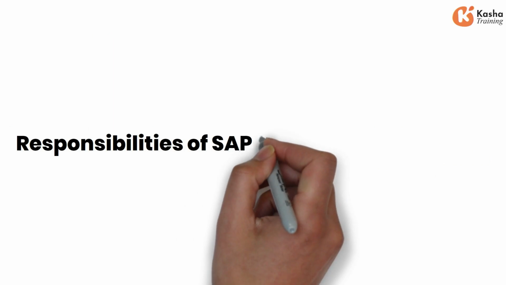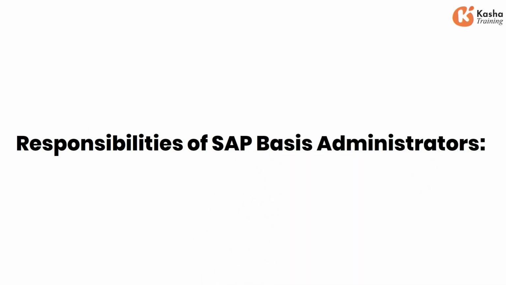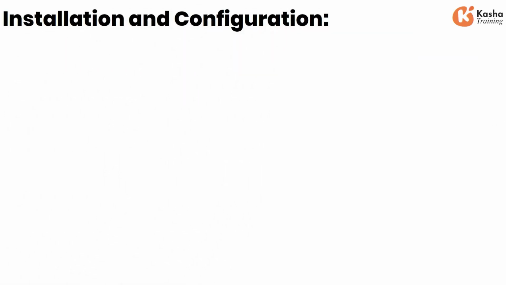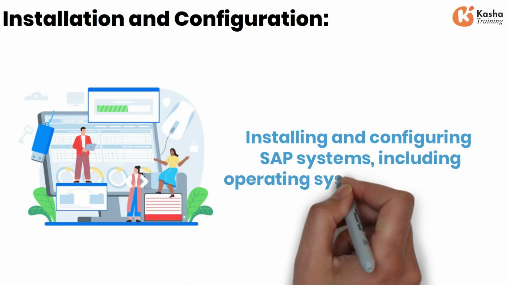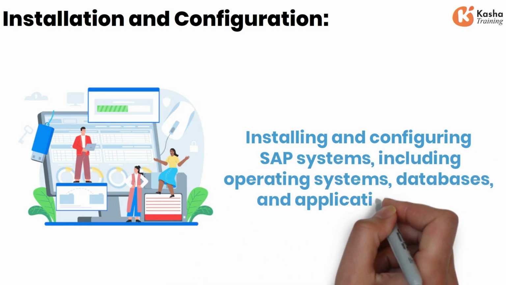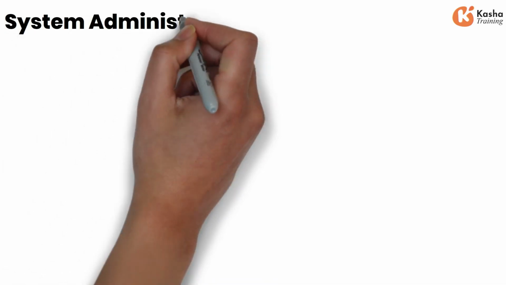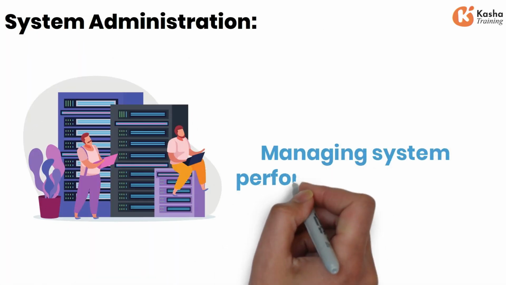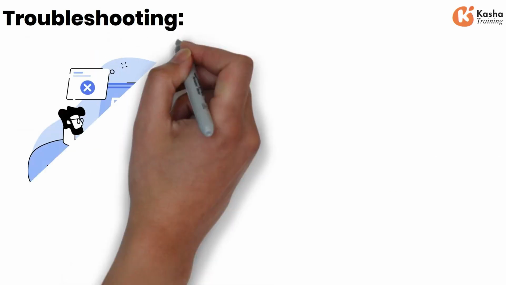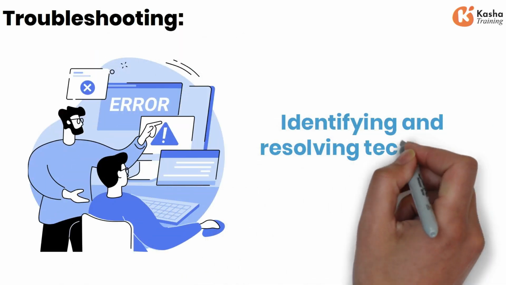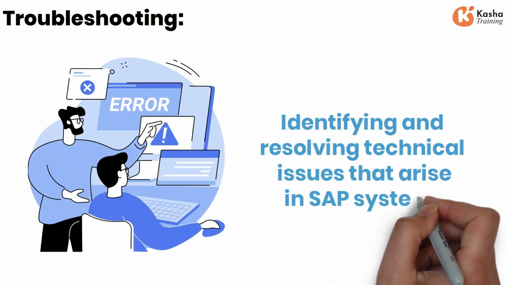Responsibilities of SAP Basis administrators. Installation and configuration. Installing and configuring SAP systems, including operating systems, databases, and application servers. System administration. Managing system performance, security, and maintenance tasks. Troubleshooting. Identifying and resolving technical issues that arise in SAP systems.